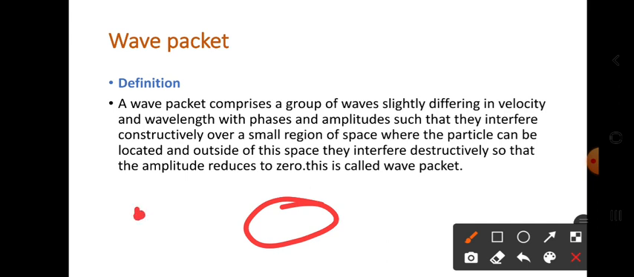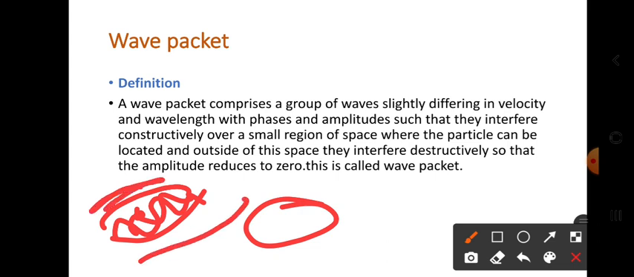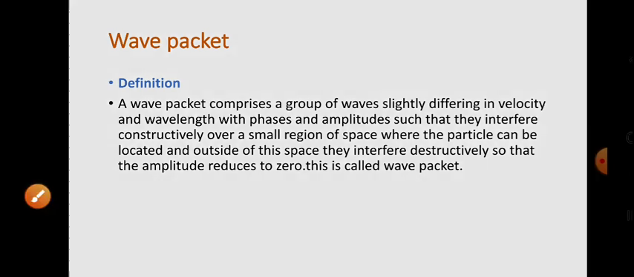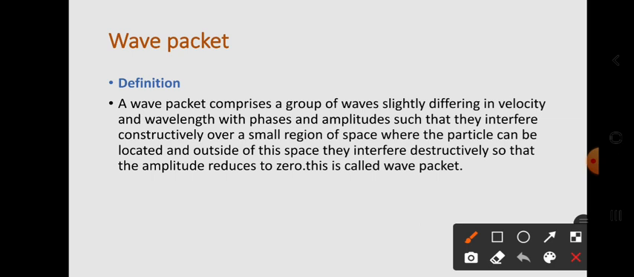Suppose the particle is here. What is happening there? All the waves are mixing, all the wavelengths are interfering. And outside of this space, they interfere destructively, so the amplitude reduces to zero, and this is called a wave packet. Let me explain in detail. In this small region, it comprises, contains, a group of waves slightly differing in velocity, wavelength, phase and amplitude.